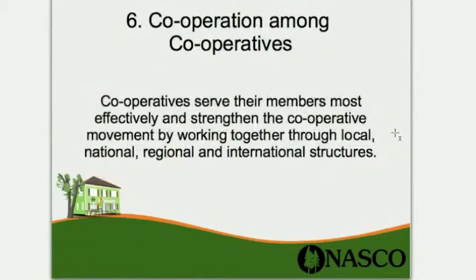The 6th cooperative principle is cooperation among cooperatives. This is one of the principles that we often see when people join organizations such as NASCO, or when housing co-ops decide to buy from food co-ops. Co-ops try to survive by supporting each other and creating networks to help support co-ops in other sectors.